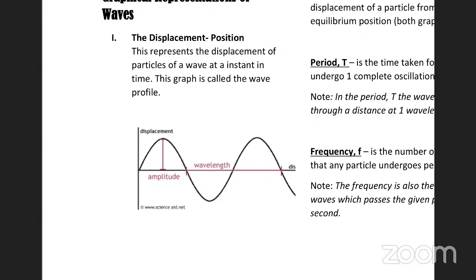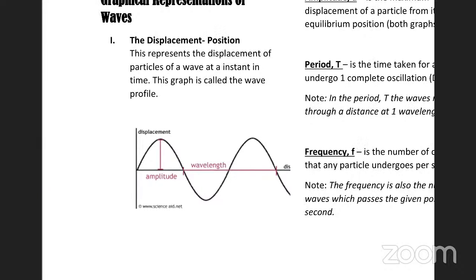If I gave you a displacement position graph, so you remember this from Form 5, you have displacement here and position here, right? The distance between two crests or two troughs, or the length of one cycle, all of that is considered a wavelength, right? But on this graph, you cannot read off period. You need a displacement time graph to read off period.